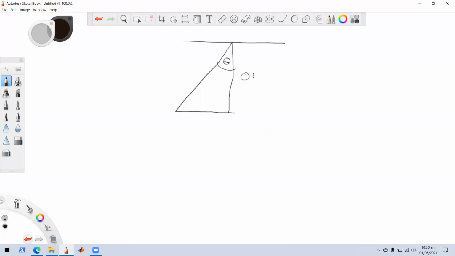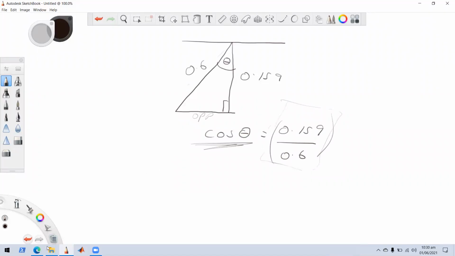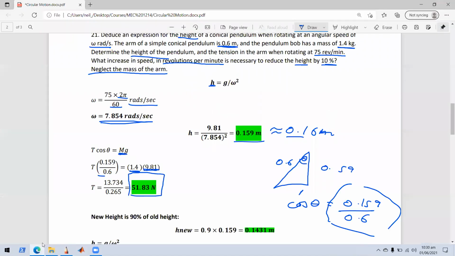This here is 0.159. This here is 0.6, right? So we can say cosine of theta is equal to adjacent over hypotenuse. This here would be the opposite. The adjacent is 0.159 divided by 0.6, the hypotenuse. And then wherever we see cosine theta, we can just sub this in. So you can sub that in and then continue solving from there.